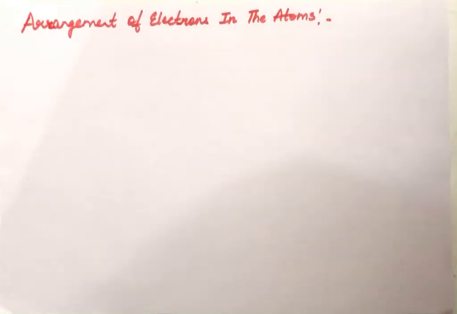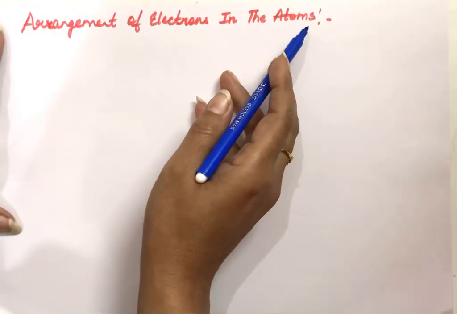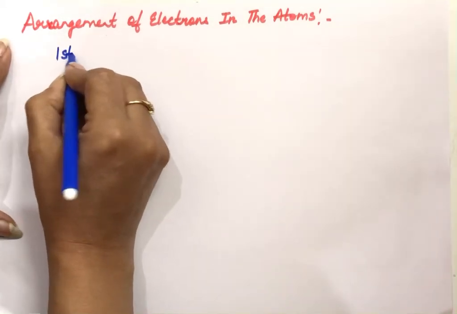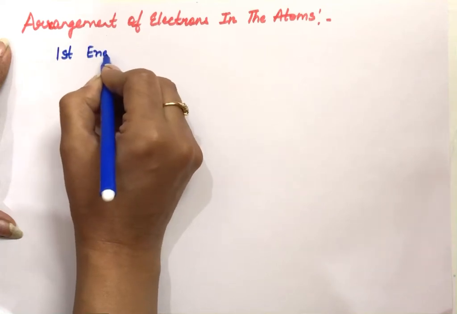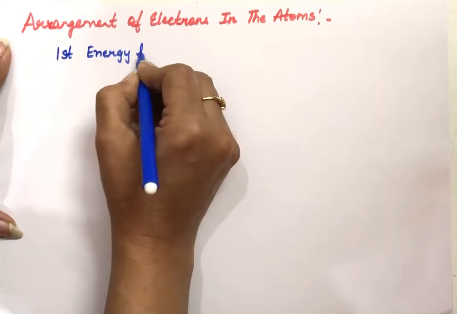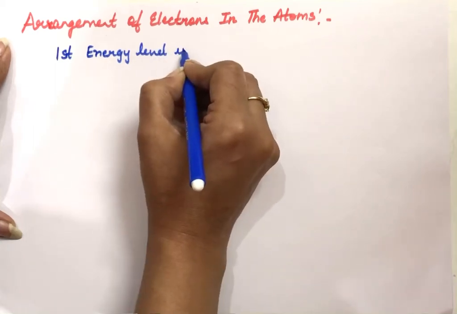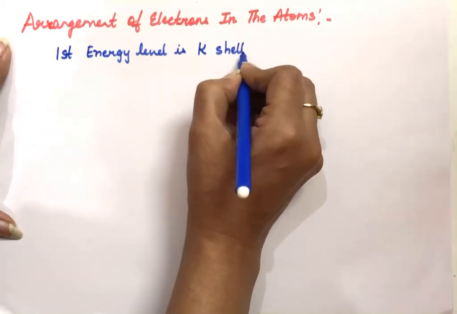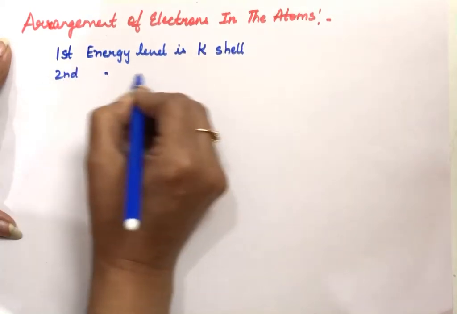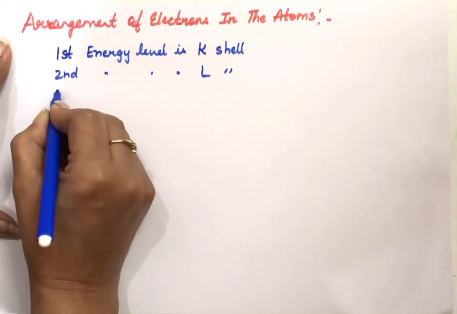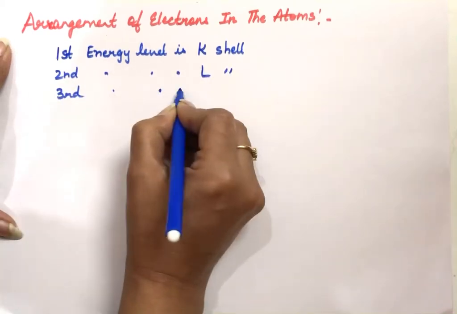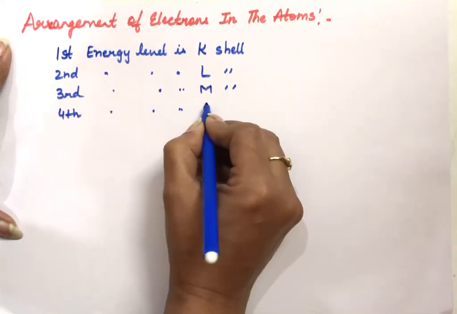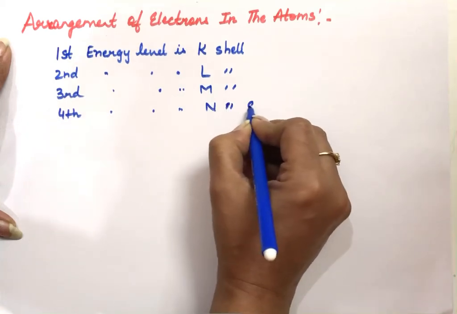Next topic is arrangement of electrons in the atoms. In atoms, how will we arrange electrons? First, energy shell. Electrons are always arranged in the energy shells, which are also called energy levels, or orbits. The first energy level is the K level, that is the K shell. The second energy level is the L shell. The third energy level is the M shell, and the fourth energy level is the N shell, and so on.